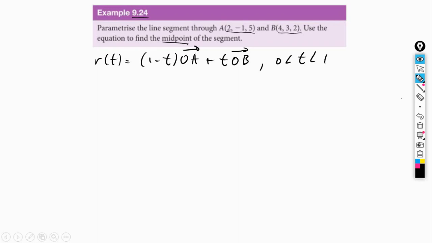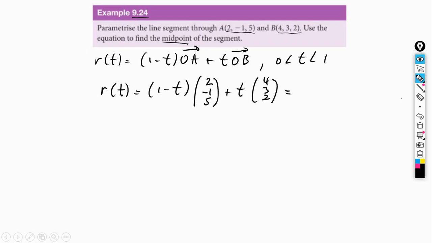So that means that in this case, r of t is going to be (1 minus t) times the coordinates of A, really, right? Because it's a vector that comes from the origin. So this would be (2, minus 1, 5) plus t times (4, 3, 2). And then from here, we are going to get 2 plus 2t for x, minus 1 plus 4t for y, and 5 minus 3t for z.